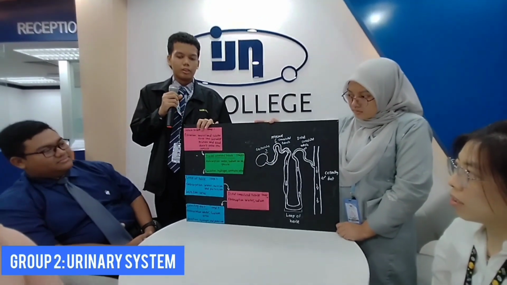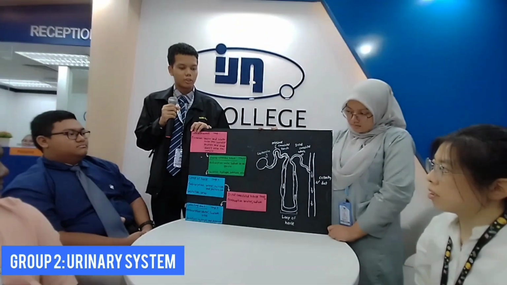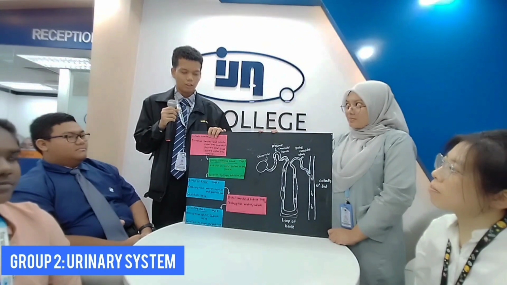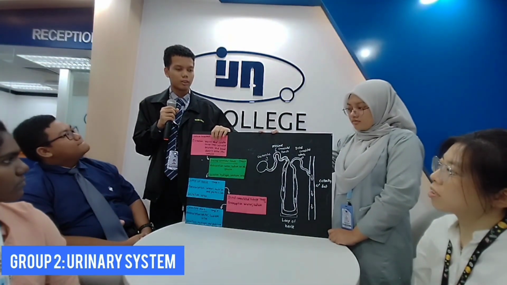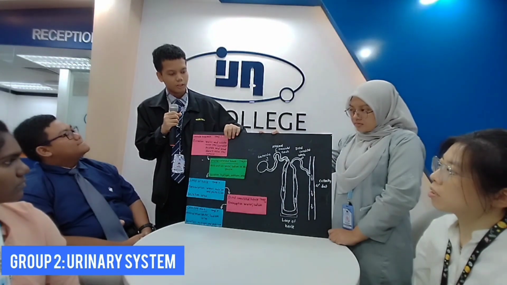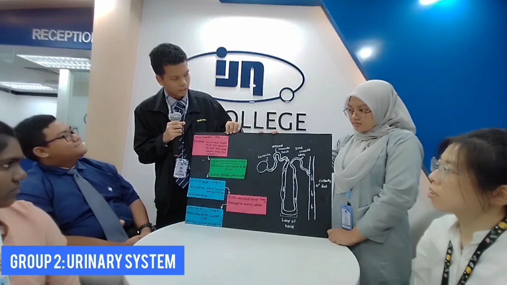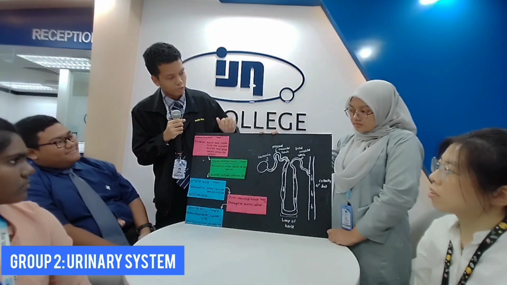It is a process called filtration. During this process, water and solute will enter the capsule. Meanwhile, blood cells and protein do not enter the capsule. On the second stage, it happens at the proximal convoluted tubule.